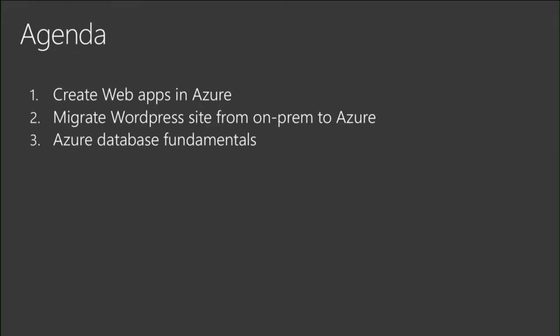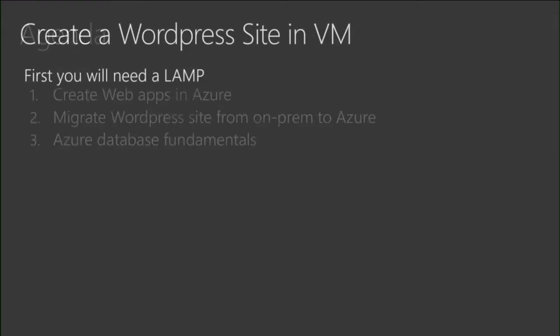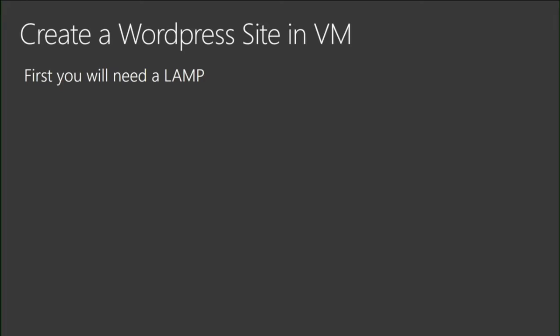So the reason I'm sharing this story with you is because I was reminded of the same exact experience the first time I was setting up my WordPress web app on a VM. Let's look at what that step looks like. So the first thing you need if you were to set up a WordPress site in a VM is you need a lamp.